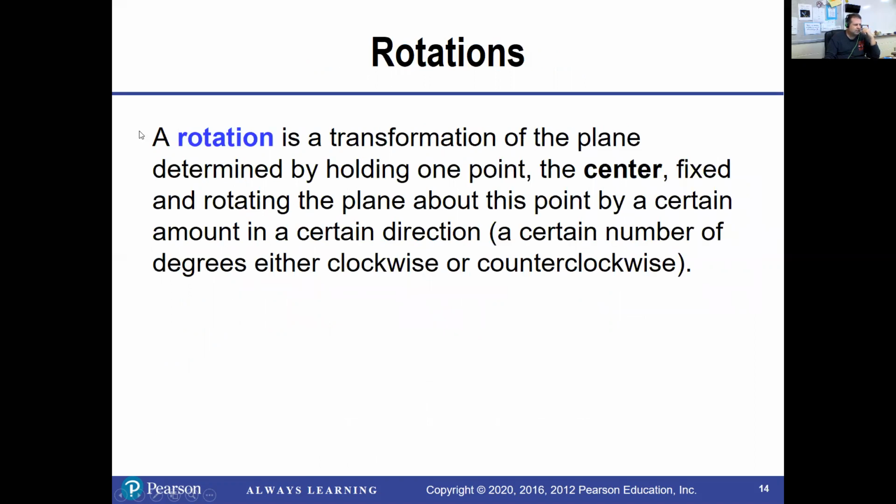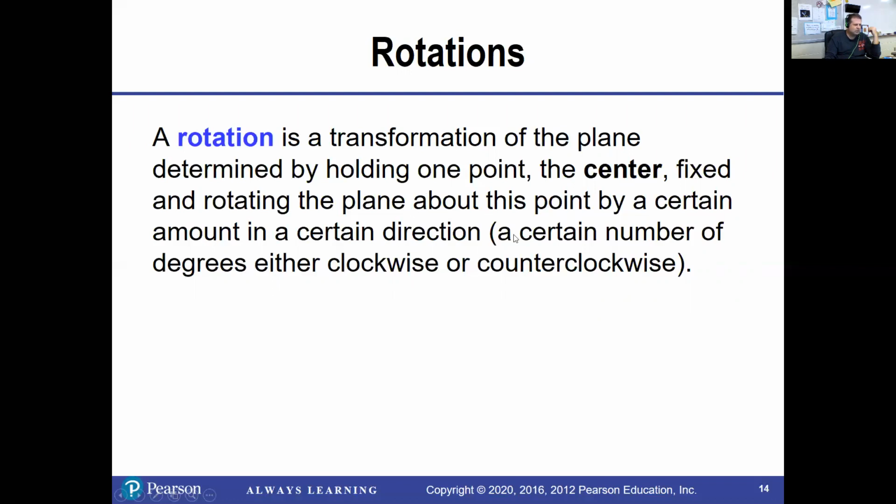All right, a rotation is another type of isometry. Okay, a rotation, layman's term, is a turn. Okay, so you can use a turn for a while, then turn it to a rotation. It is a transformation that is determined by holding one point, the center, fixed and rotating the plane around that point. Okay, by a certain amount in a certain direction.